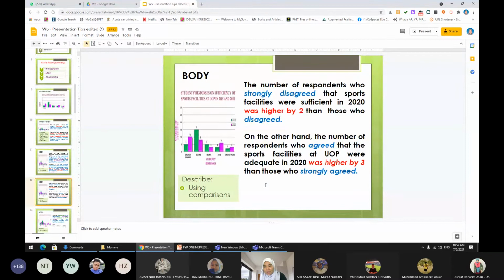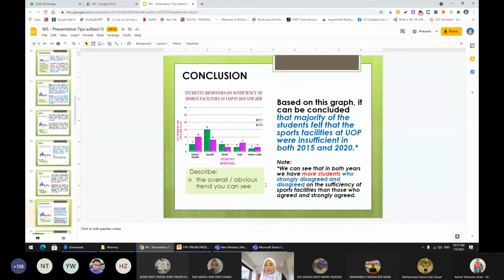That's for the body. Then you mention which one is higher and which one is lower, using comparison. The last one is the mini conclusion. For every single graph or chart, you have a mini conclusion. It's not a conclusion of your whole presentation, it is a mini conclusion of every single graph or chart. So based on this graph, it can be concluded that the majority of the students felt that the sport facilities at UOP were insufficient, tak cukup, which is true.